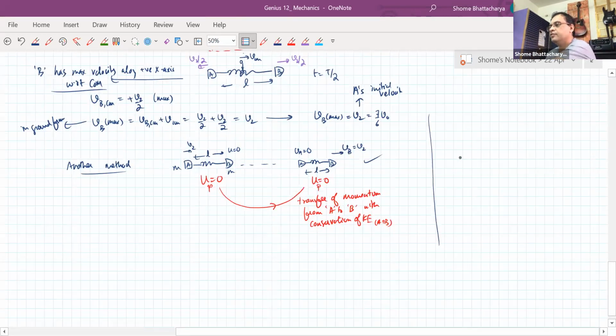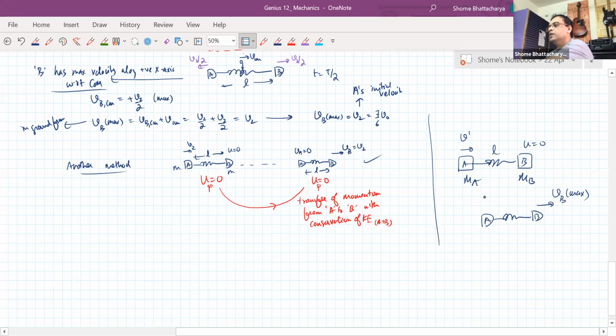Even if A and B had different masses, suppose this was MA and this was MB, and when these started, this one had a velocity, let's say V prime. This was at natural length and this was at rest. So when it again reaches a situation where the spring is at natural length, that is when the momentum transfer from A to B has become maximum. So this is when VB will become maximum. Again, from this picture to this picture, it is a case of E equal to 1, because this is at natural length. So there is momentum transfer.